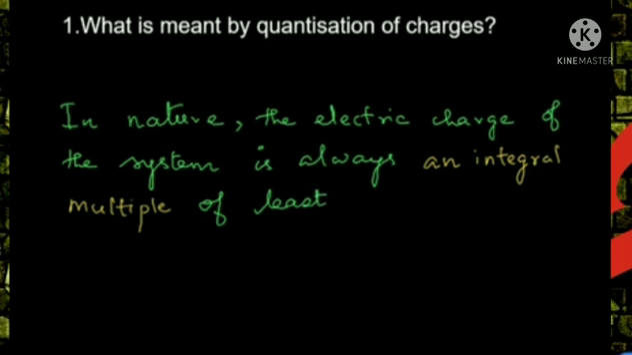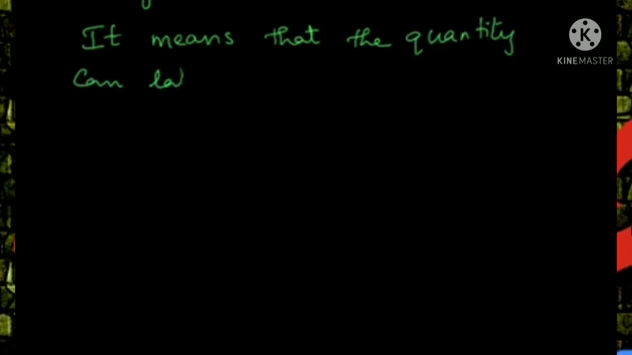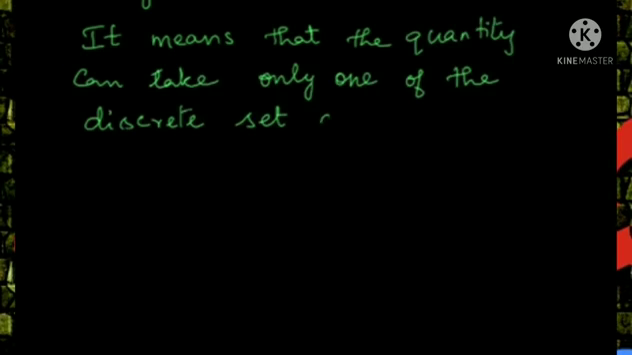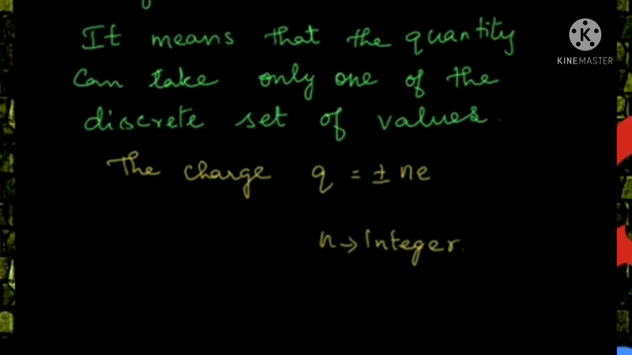So in nature, electric charge of a system is always a multiple of the least amount of charge, that is 1.6 × 10^-19. It means that the quantity can take only discrete values, right? So here it is given by Q = ±Ne, where N is an integer, and if it is an electron, it will go with a negative value, and if it is a proton, it will go with a positive value, right?